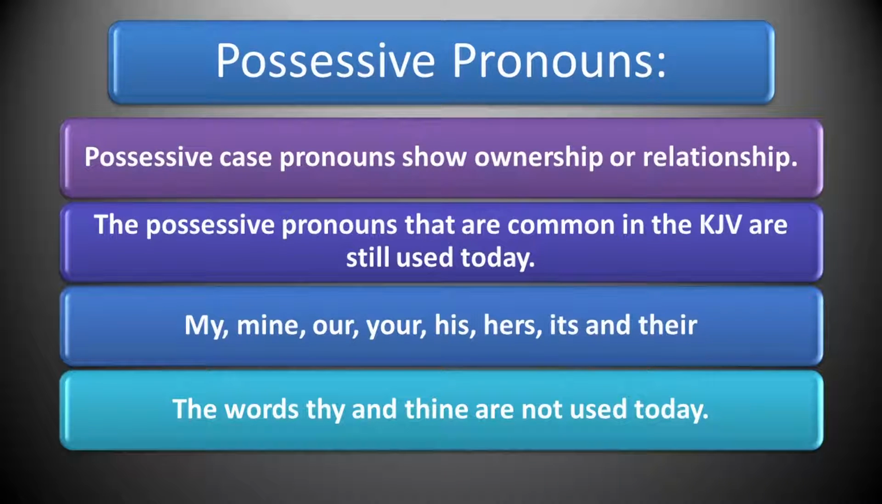Going to turn to possessive pronouns. If you remember from our pronoun chart, possessive pronouns show the ownership or relationship that pronouns have to the nouns that they represent. The possessive pronouns that are commonly found in the King James Bible are still in use today. Possessive pronouns like my, mine, our, your, his, hers, its, and their. The words thy and thine are not used today.